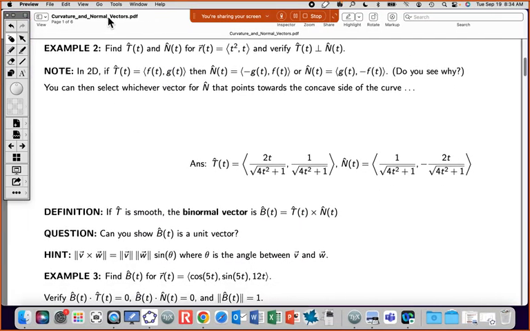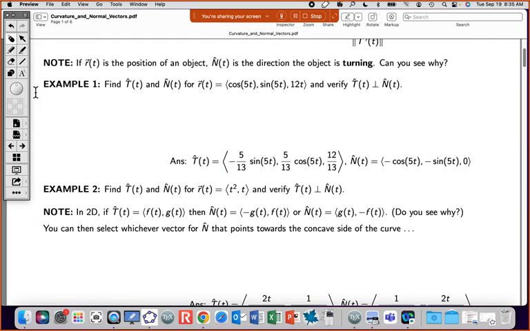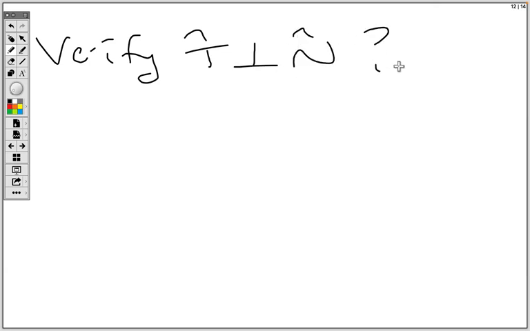All right, example 2: find T hat and N hat for r of t is t squared, t. Oh, did we verify? We've got to verify that they're orthogonal. Let's do that. I forgot to do that. I apologize. So how do we verify T hat is orthogonal to N hat? If I ask you what's the quick way to check if two vectors are orthogonal, what do you do? Yep, you take the dot product.